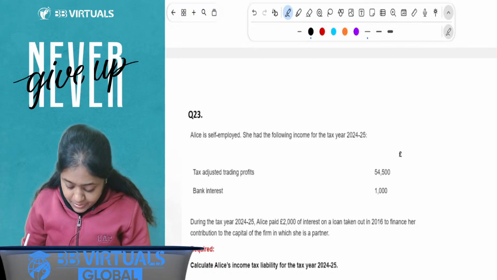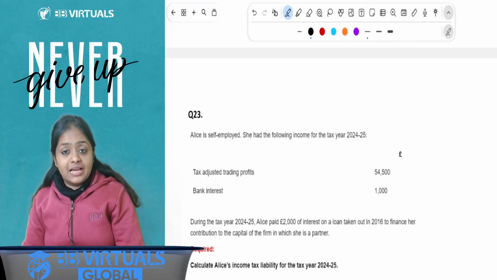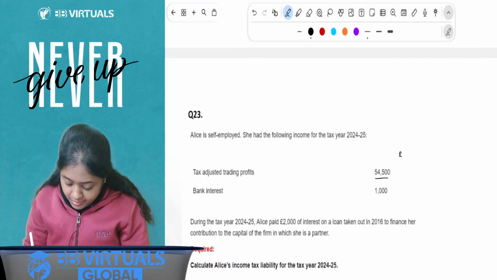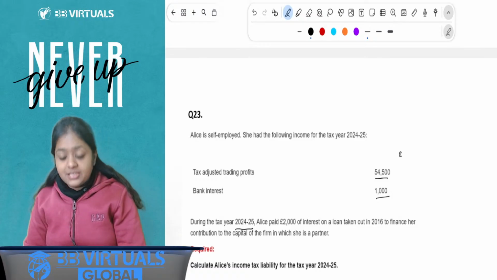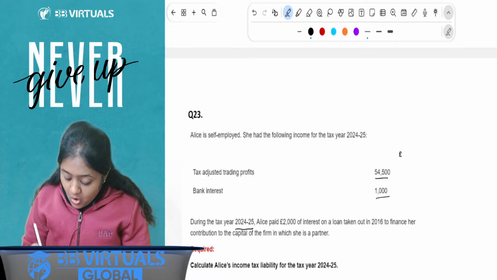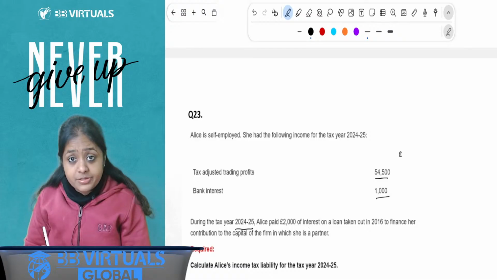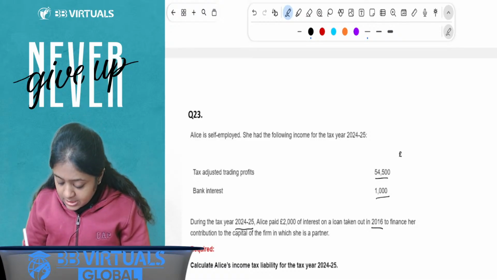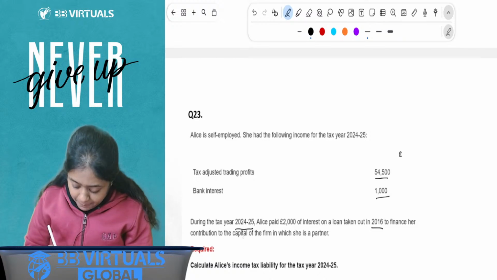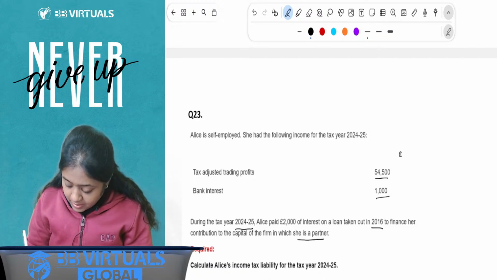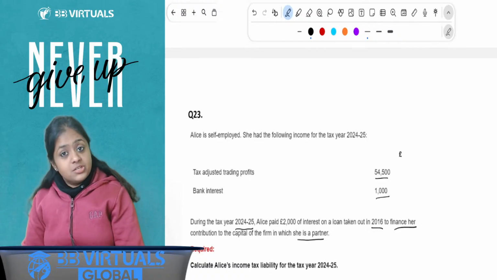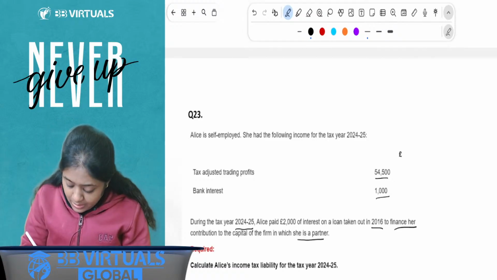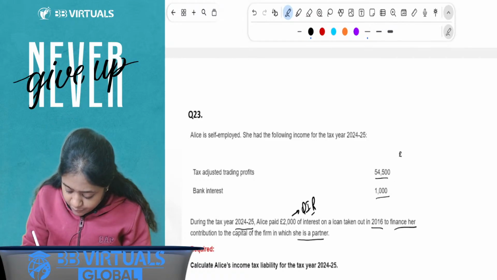Alice is a self-employed person and she had the following income for the tax year 24-25. Tax adjusted trading profits are 54,500 and bank interest is 1,000. During the tax year 24-25, Alice paid 2,000 of interest on a loan taken out in 2016 to finance her contribution to the capital of the firm in which she is a partner. So this is a loan taken to invest into the partnership. It is a qualifying purpose. So this interest will be a qualifying interest relief.